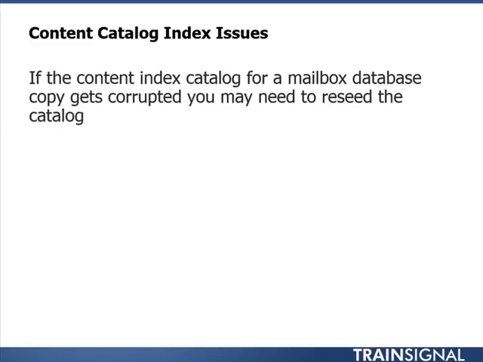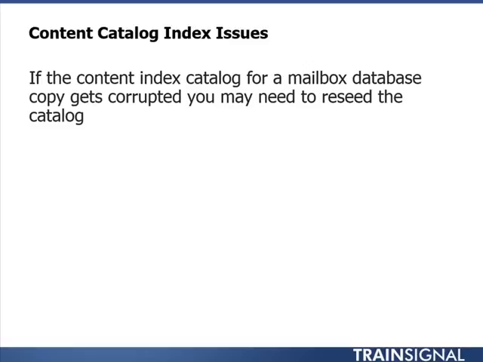If the content index catalog for a mailbox database copy gets corrupted, you may need to reseed the catalog. Now, just to review, seeding is the process in which a copy of a mailbox database is added to another mailbox server. So when we first say, okay, we have two member servers that are part of a DAG, which is something we worked on in a previous lesson, and we say that the database from Mailbox 1 is going to have a passive copy on Mailbox 2, the first part of the process is seeding, and that's where the database on Mailbox 1 is copied over to Mailbox 2. So that is what seeding is all about.